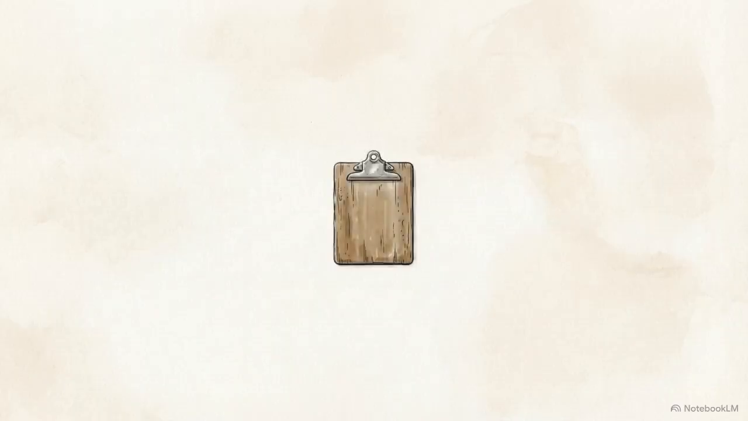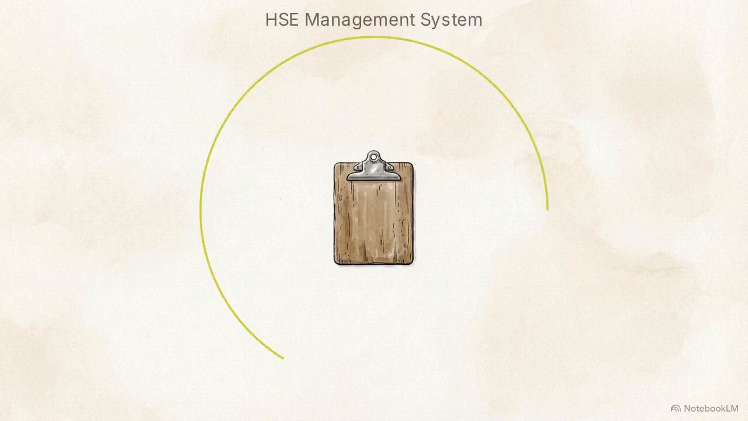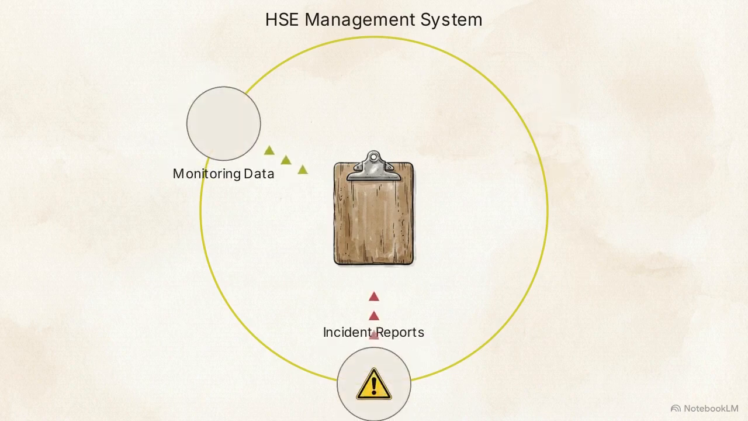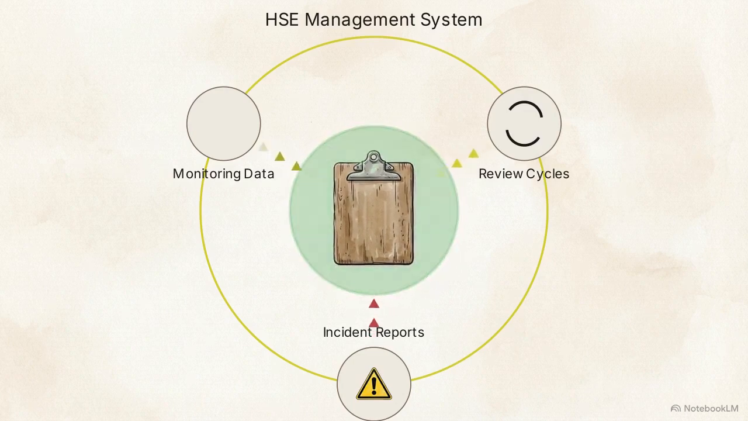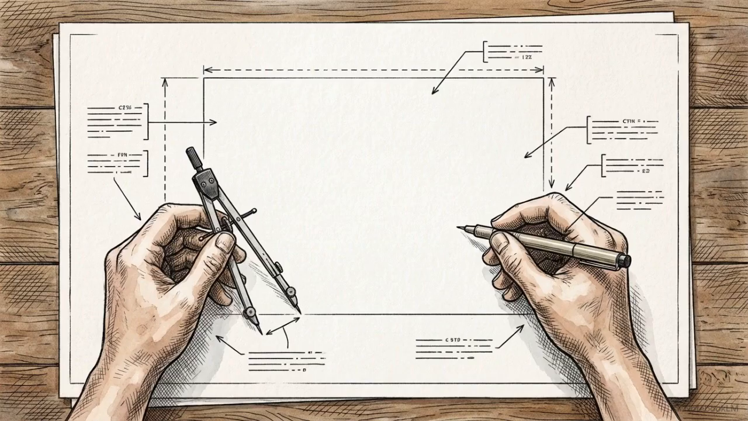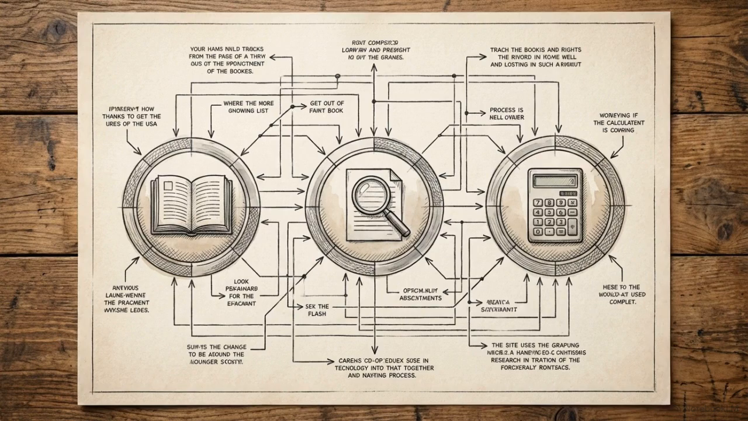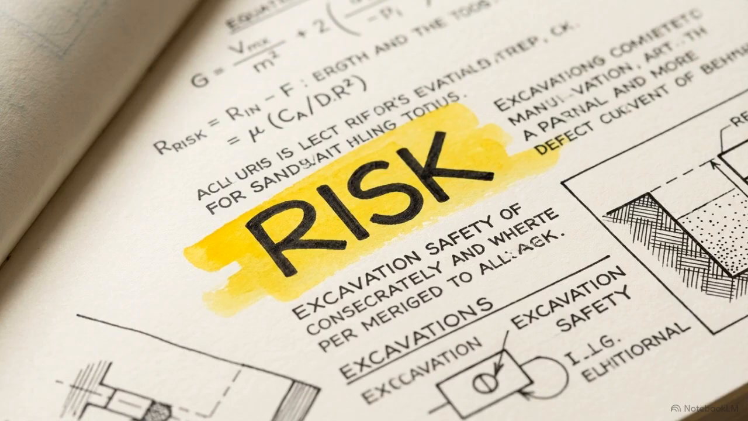To function, a risk assessment must exist within an active occupational health, safety, and environment management system. This system provides the assessment with a constant feed of monitoring data, incident reports, and review cycles to keep the safety protocols accurate. To build this process, we need to map how it functions. We will define what risk actually is, trace the explicit steps of the HIRA process, and demonstrate how to quantify consequence. Establishing a foundation for safety requires a precise lexical understanding of risk itself.